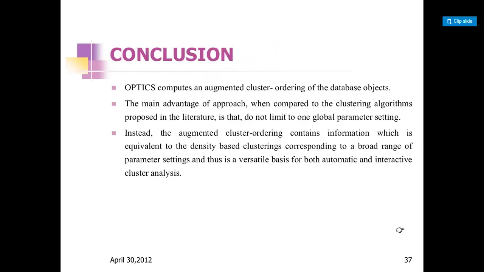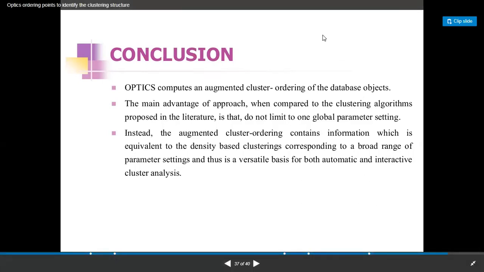Finally, OPTICS computes an augmented cluster ordering of the database. The main advantage of the approach compared to other clustering algorithms is that it does not limit us to one global parameter setting. We do not need to initially fix the epsilon value, which was fixed in the DBSCAN algorithm without basic knowledge and was very uncertain. So without caring much about the epsilon distance and the min points criterion, it can work very efficiently and better than the DBSCAN algorithm.